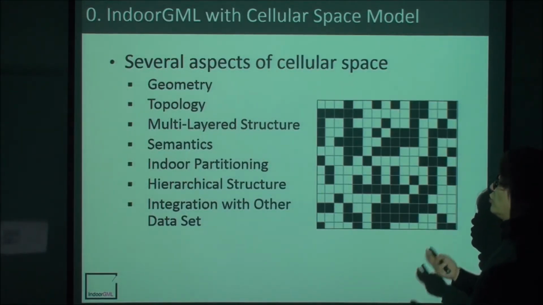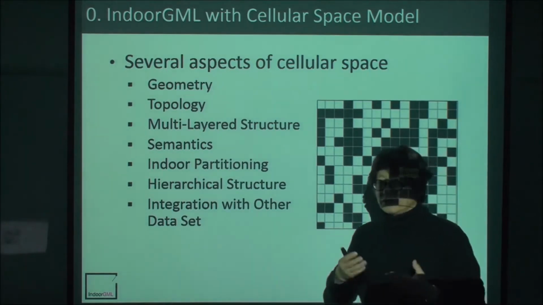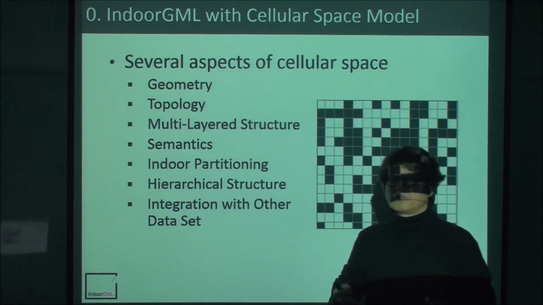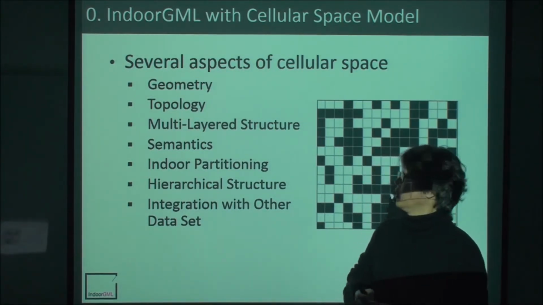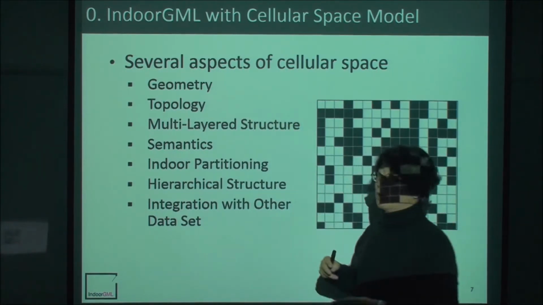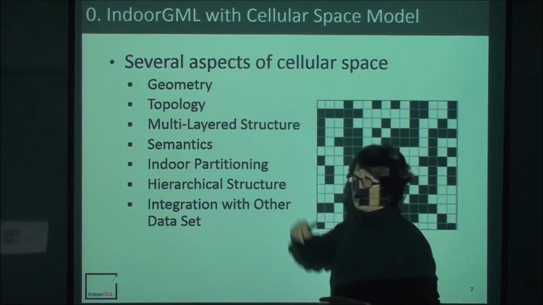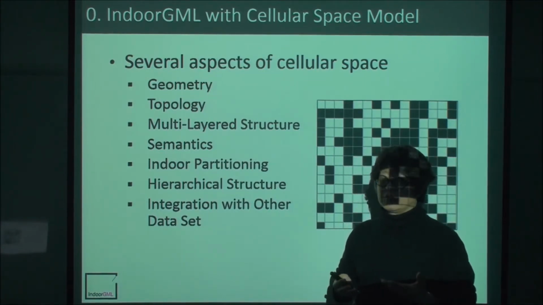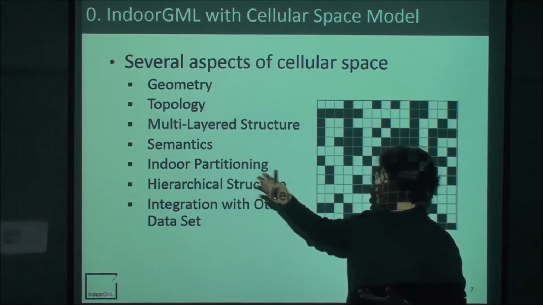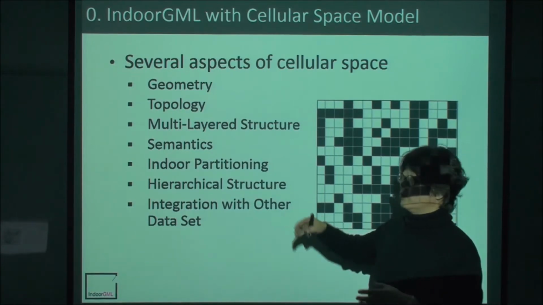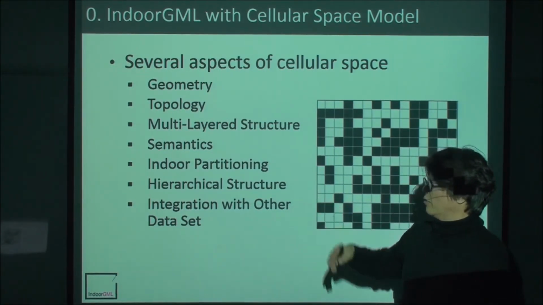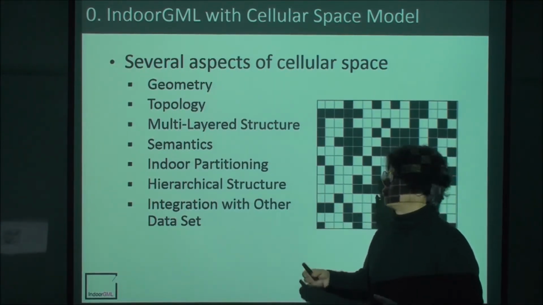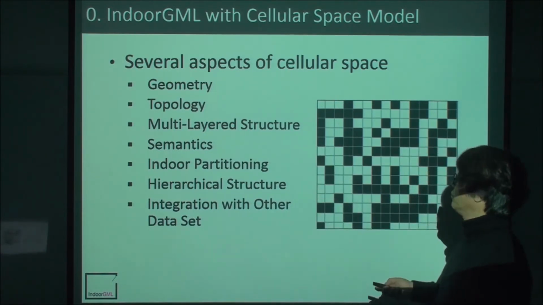So, in order to explain IndoorGML, we have to look at several different aspects of cells. For example, the geometry of a cell, the topology between cells, the multi-layered space model, the semantics of cells, the cell partitioning, the hierarchical structure, and so on. So I will explain them one by one.